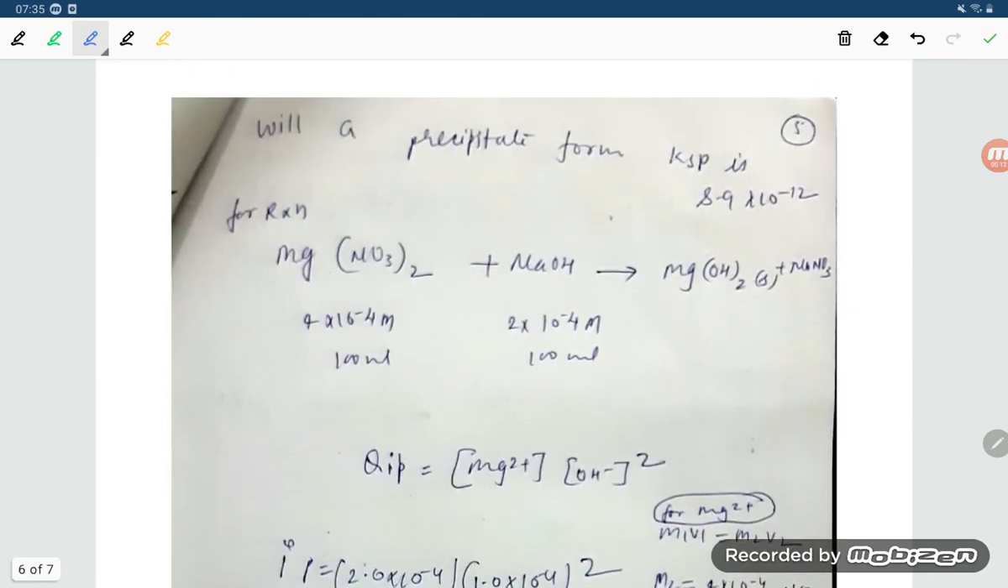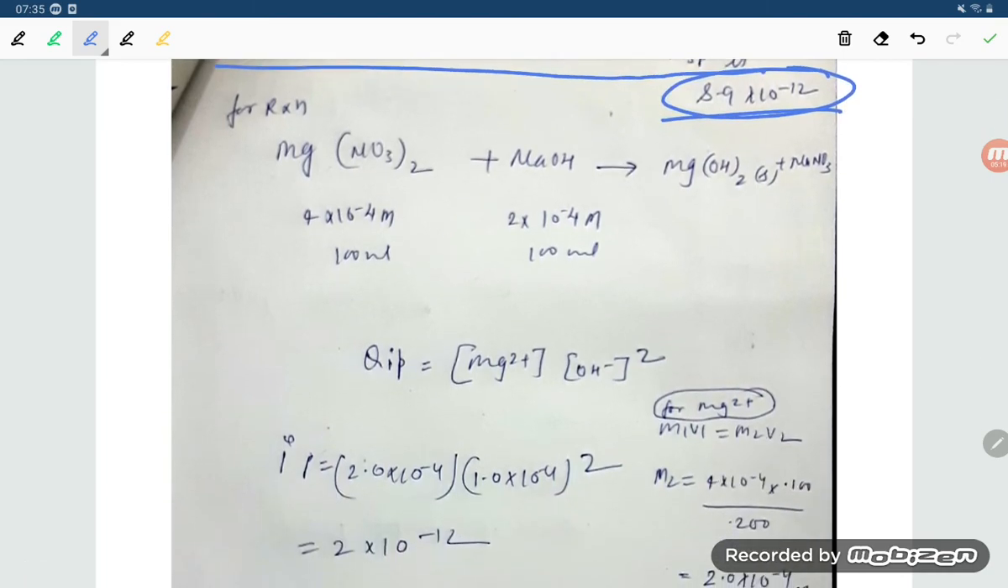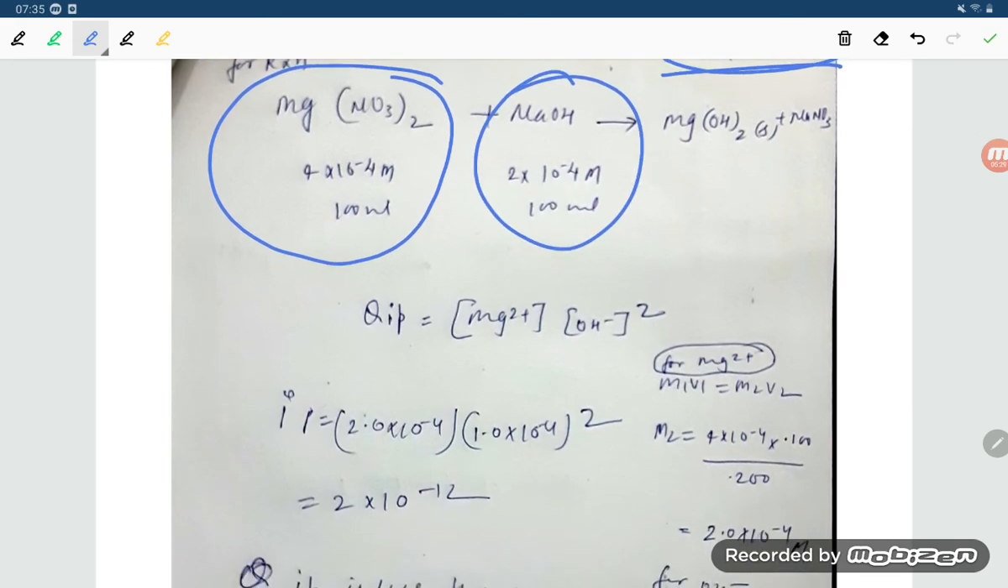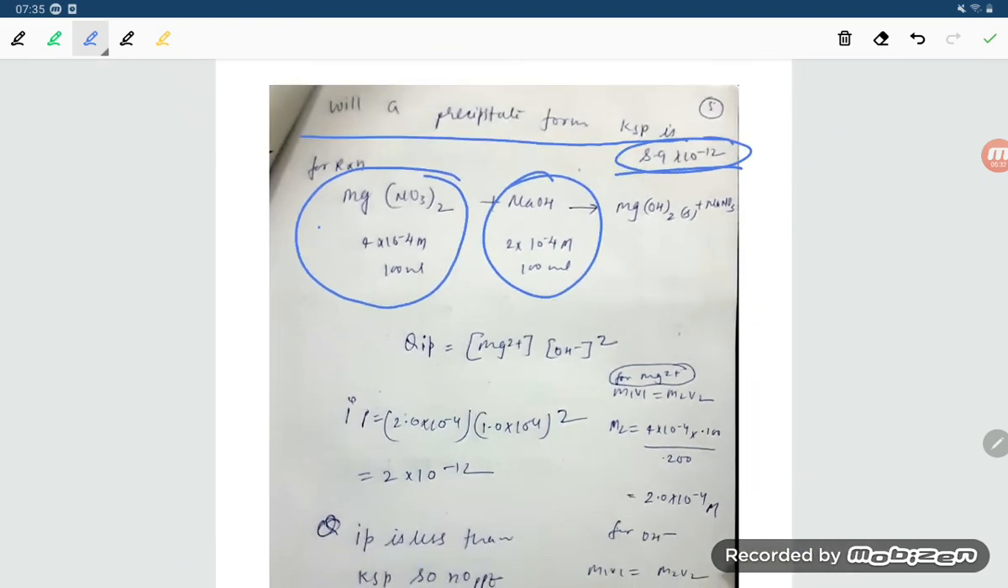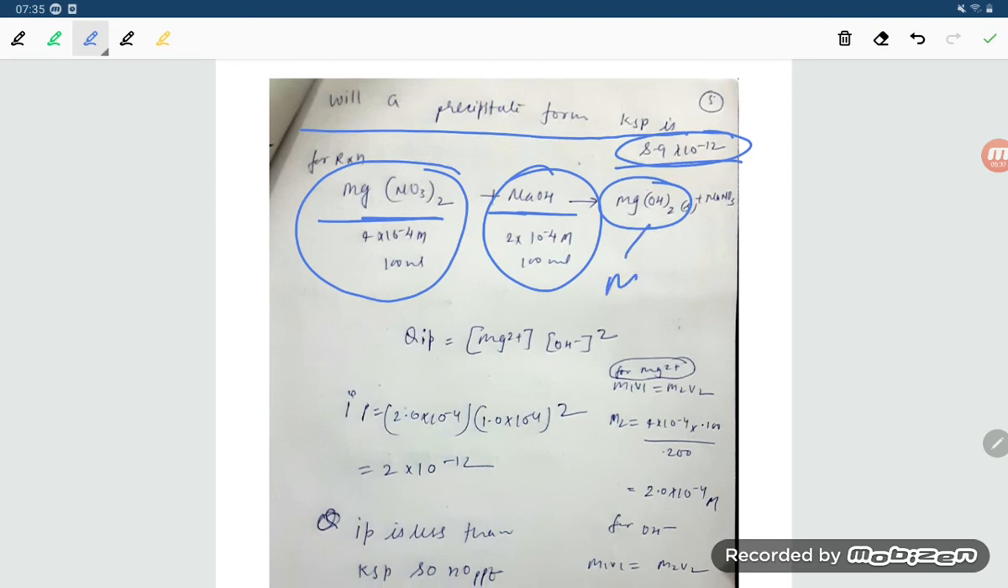Let us have a look at another question, student. They are saying, will a precipitate form? KSP is 8.9 into 10 power minus 12. They are saying magnesium sulfate concentration is 4 into 10 power minus 4 mole. Okay, and NaOH is this. So if you are talking about the magnesium hydroxide KSP, we need the Mg and OH minus. So this is the expression for IP.